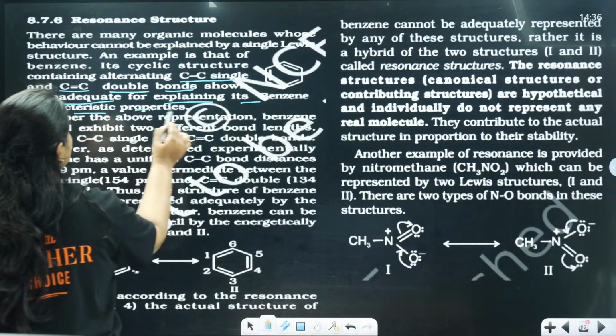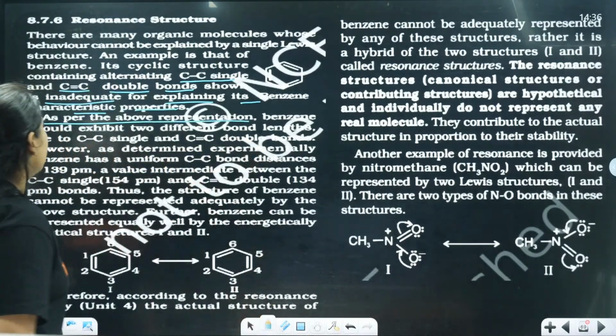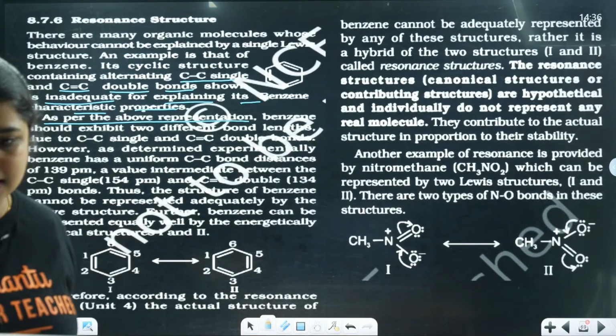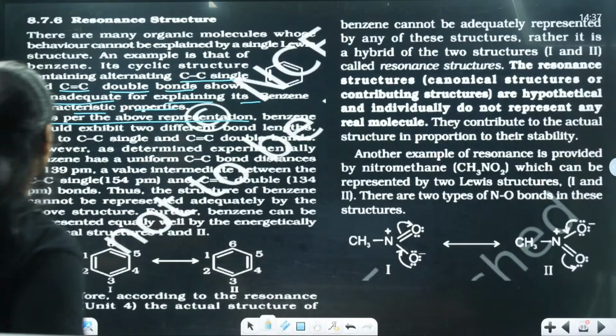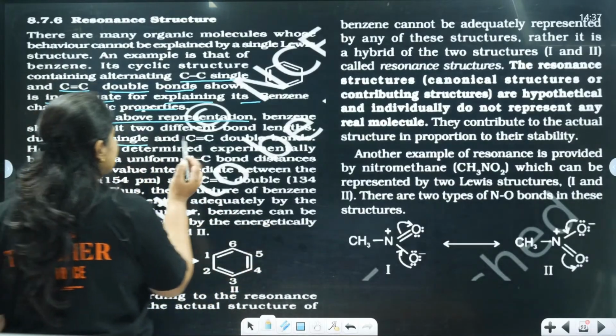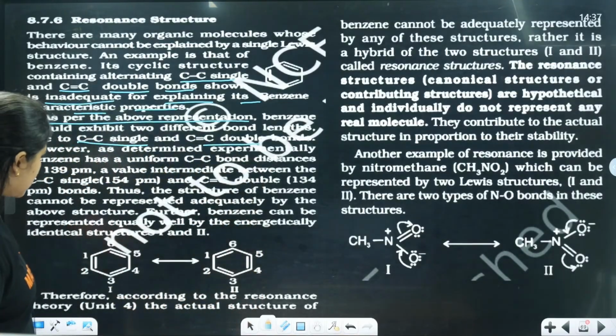Now, as per the above representation, benzene should exhibit two different bond lengths. Okay, it should exhibit two different bond lengths, which is due to the C-C single bond and the C=C double bond. Okay, example.